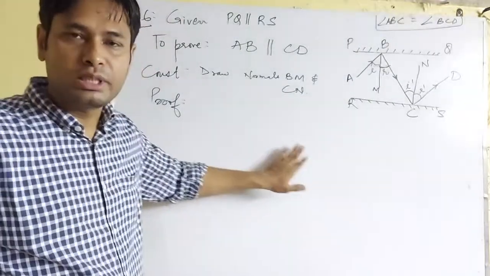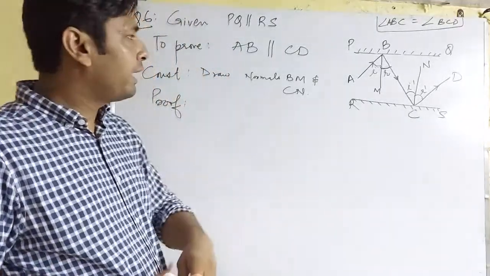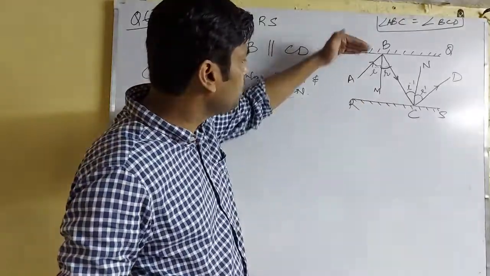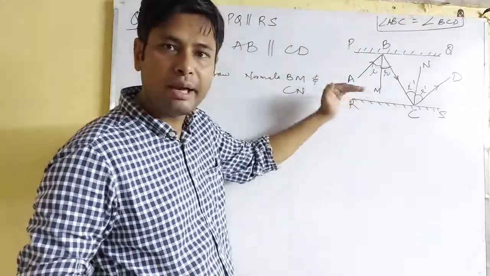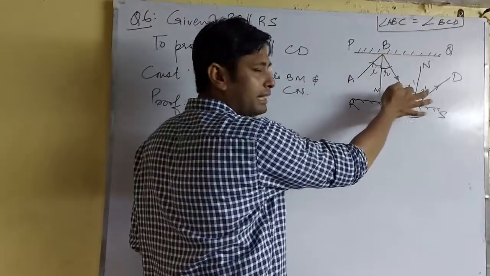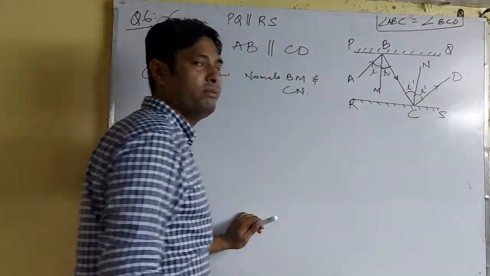Now we'll do question number 6 of exercise 6.2. Here there are two parallel mirrors, PQ and RS. They both are parallel mirrors. Now one incident ray is there which is reflected, and then again incident, and then again reflected.